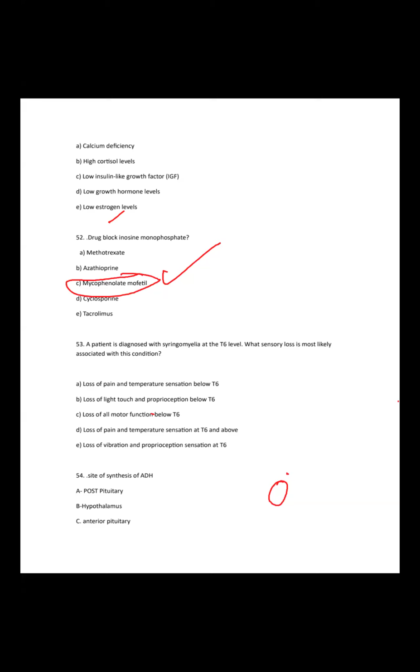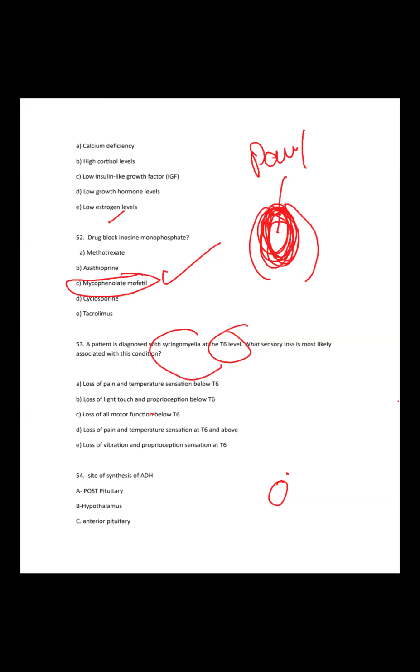Now, the patient is diagnosed with syringomyelia at the T6 level. Syringomyelia means a cavity at the T6 level. What sensory loss is most likely associated with this condition? So syringomyelia basically involves the central part of your spinal cord. So what are the sensory tracts traveling in the center? In the center, your pain and temperature.